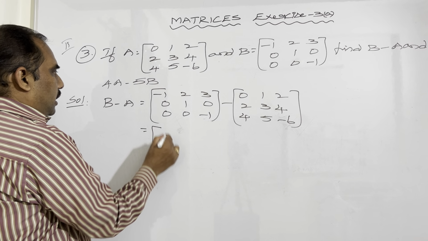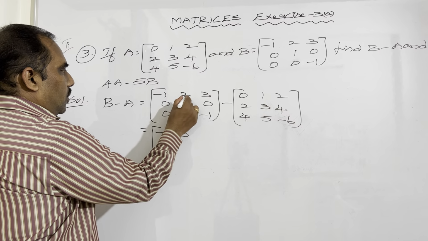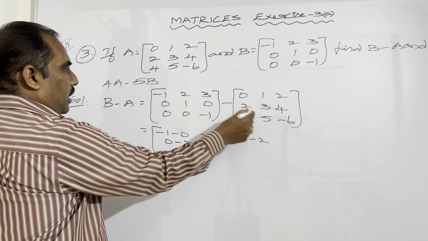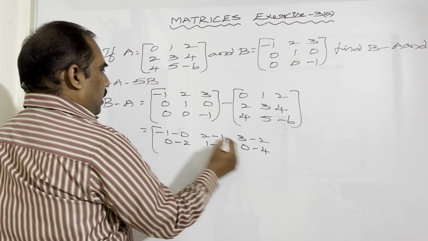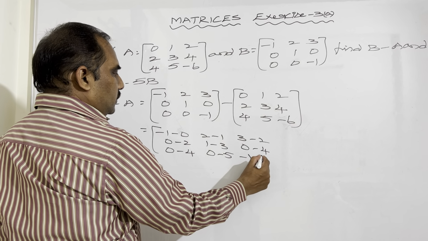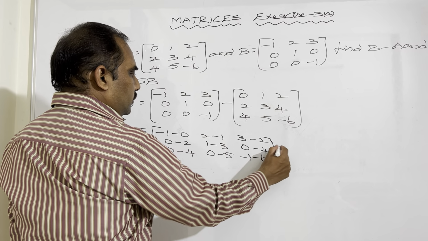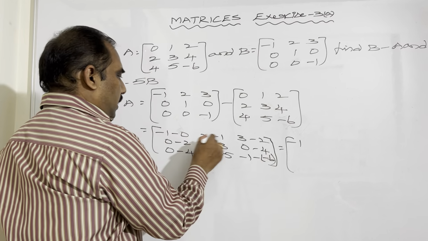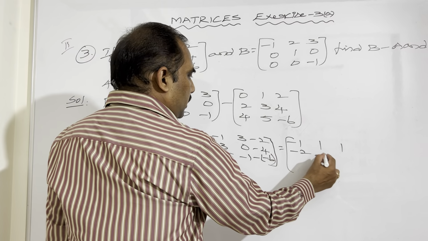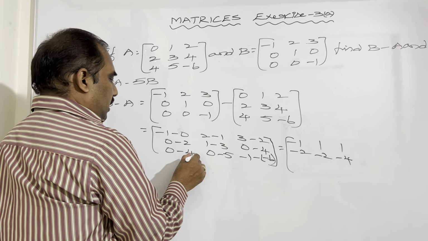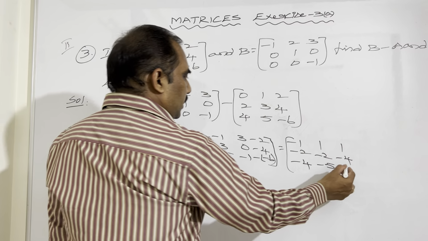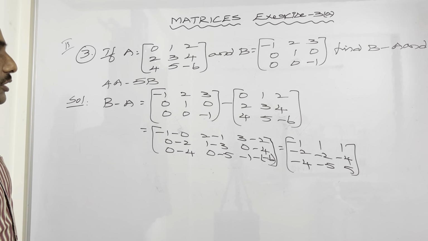When you subtract the corresponding elements, we get minus 1 minus 0, that is minus 1; 2 minus 1, that is 1; 3 minus 2, that is 1; 0 minus 2, that is minus 2; 1 minus 3, that is minus 2; 0 minus 4, that is minus 4; 0 minus 4, that is also minus 4; 0 minus 5, that is minus 5; and minus 1 plus 6, that is equal to 5. Like this we get the matrix B minus A.